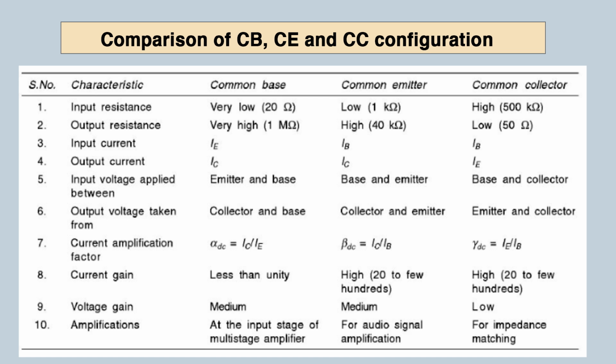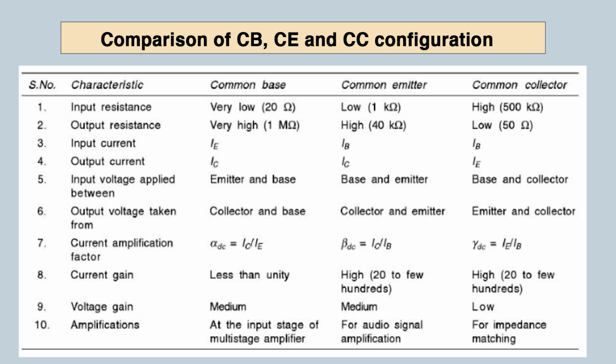Now comes the current amplification factor. For common base it is represented as alpha. For common emitter it is represented as beta, and for common collector it is gamma. Now discussing the current gain. Current gain is less than unity for common base configuration. It is high for common emitter configuration, and again it is high for common collector configuration. The voltage gain for common base and common emitter is medium, and for the common collector it is unity, that is 1.